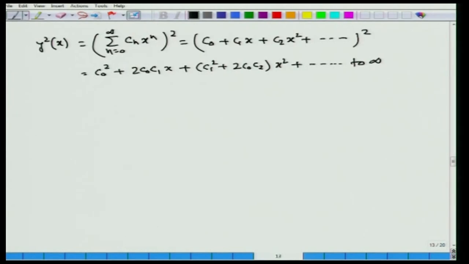So, if you just compare with the previous discussion, d_0 is now equal to c_0 square, d_1 is equal to 2 c_0 c_1, d_2 equal to c_1 square plus 2 c_0 c_2, and so on. So, this relation between d_0, d_1, d_2, d_3 and so on can be obtained in terms of c_0, c_1, c_2 in the cases where the nonlinear function involved with the nonlinear integral equation is of the form y to the power n x. In other cases, it is very difficult to find this type of relation between the d_j's and c_i's.